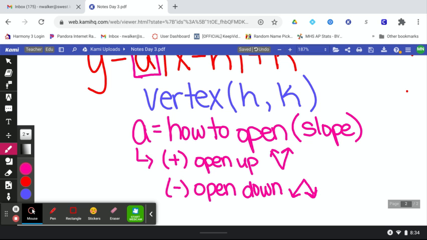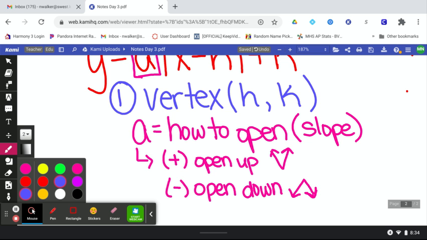So the first thing that we will do today is plot our vertex. We'll find the vertex, and we'll make that point on the graph. And then our second piece, once we have our vertex, we will use that value of A to decide how to move. If it's positive, we'll move up. If it's negative, we'll move down. And then the number will tell us how many times we're going to move up or down between each point.